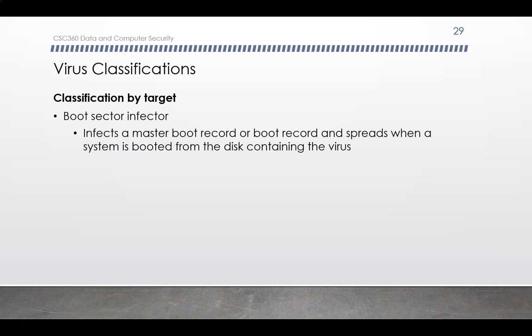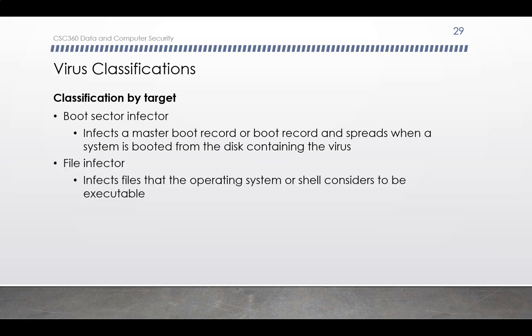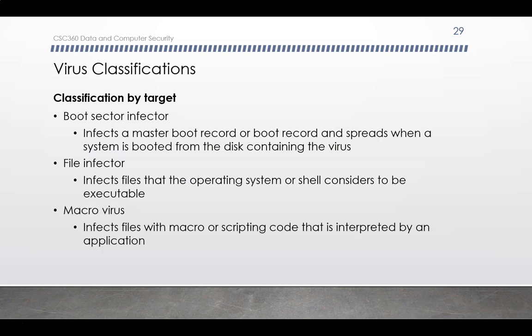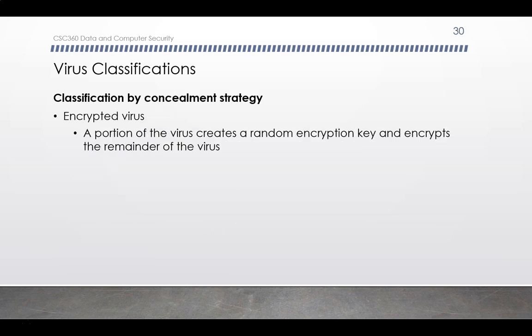First, we note boot sector. This infects a boot record and spreads when a system is booted from the disk containing the virus. A file infector infects files that the operating system or shell considers to be executable. Macrovirus infects files with macro or scripting code that's interpreted by an application. And finally, multipartite virus infects files in more than one way. As an alternative to classification by target, we can talk about classification by concealment.